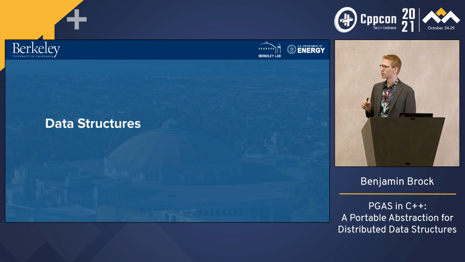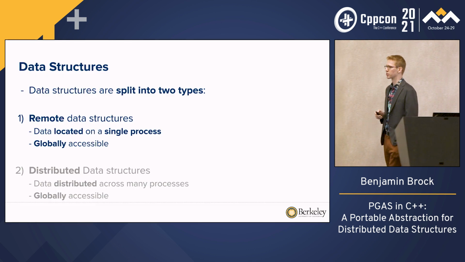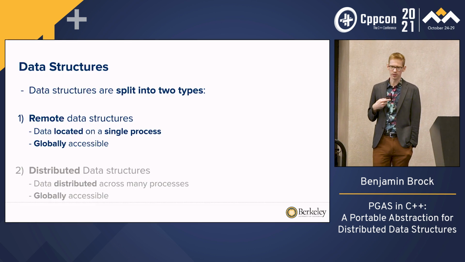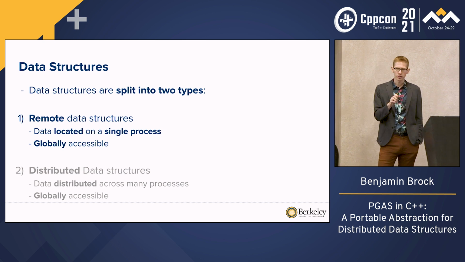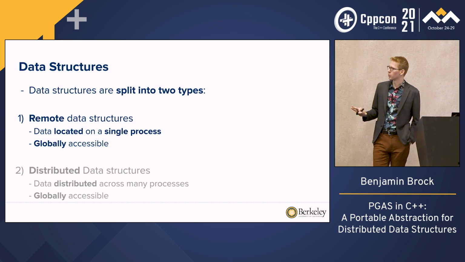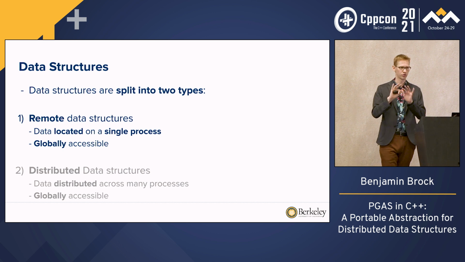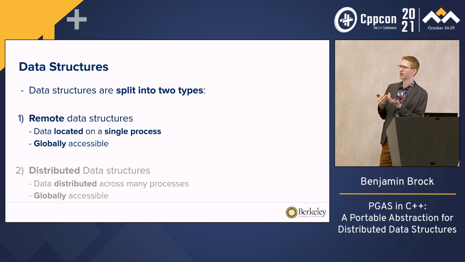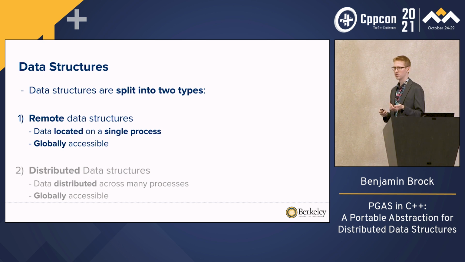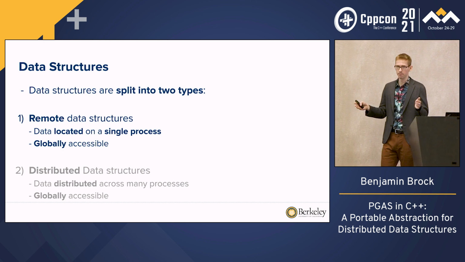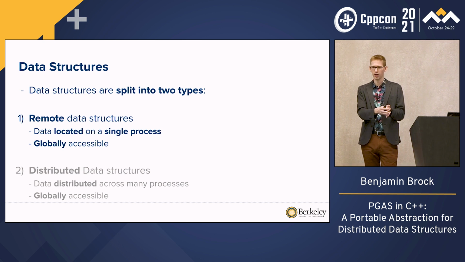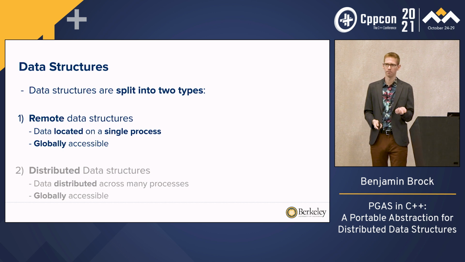Okay, so hopefully you have a little bit of an idea of how remote pointers can work. So let's talk about how you build a data structure on top of this. Data structures that are accessible in a distributed way are split into two types. The first is remote data structures. These are not actually distributed. They live on a single process, but they are globally accessible.